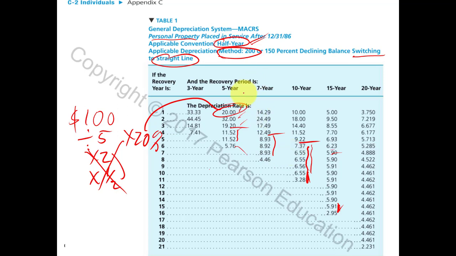So 1, 2, 3, 4, 5, 6. This is really 5 years spread over 6 years, because of half a year up here and half a year down here. Like this would be 8 years: 7 years spread over 8.